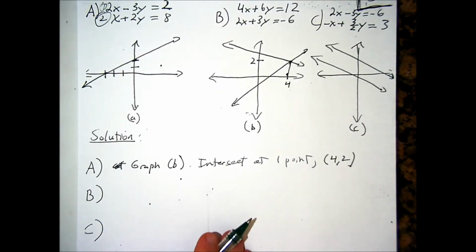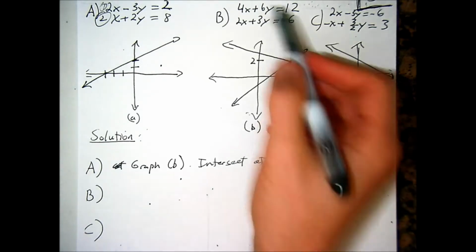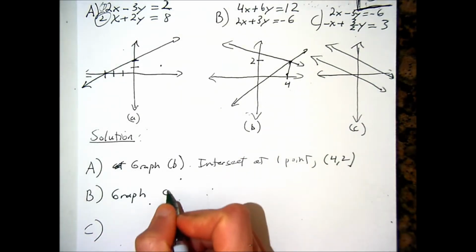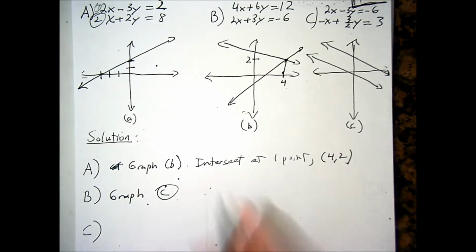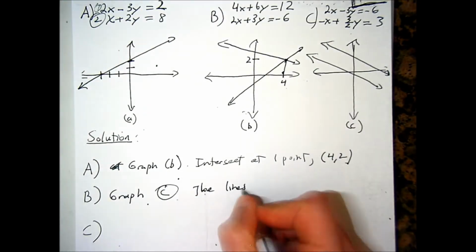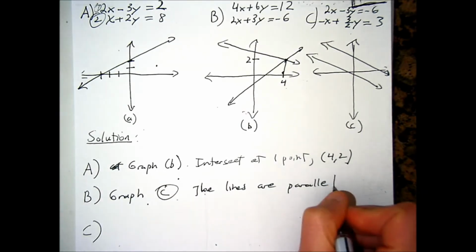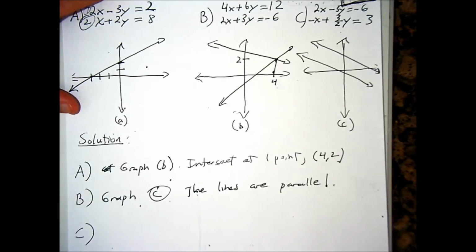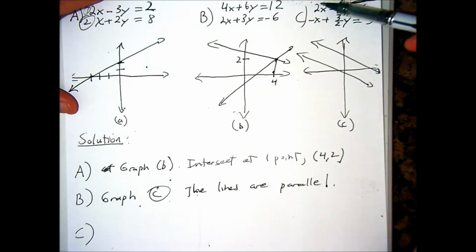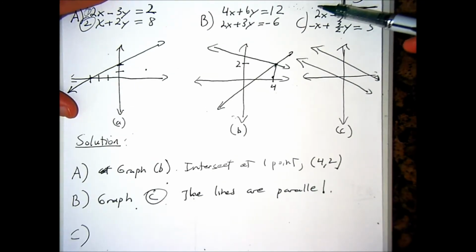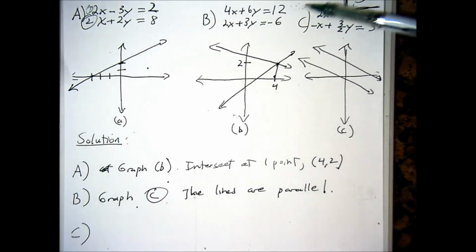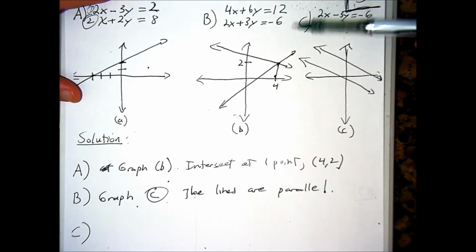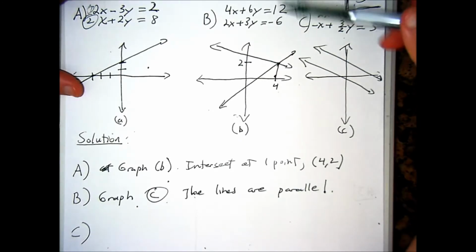System B goes with graph C. The lines are parallel and never intersect. So what that means is if I were to try to solve this, I would get something that doesn't make any sense. Maybe like 0 equals 1. And of course that's not true. So when you try to solve a problem and you get something that doesn't make any sense, it means there's no solution. Or you did something wrong, but in this case we can know it means there's no solution.